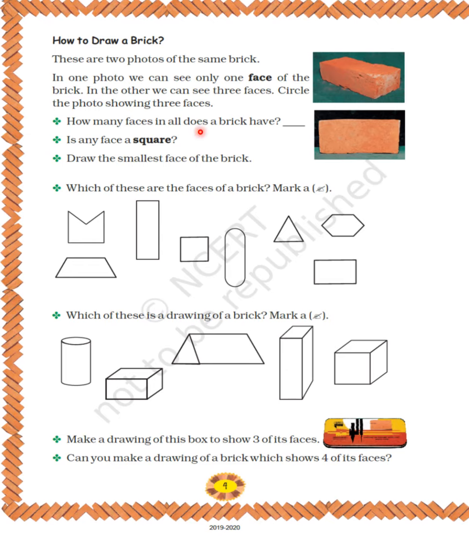How many faces in all does a brick have? I already told you that a brick is a solid shape. It looks like a cuboid and it has six faces: top, bottom, front, back, and two side faces. So total faces in a brick are six. Is any face a square? No, no face looks like a square. Draw the smallest face of the brick. We can draw this one as the smallest face of the brick and this one is the largest face of the brick.